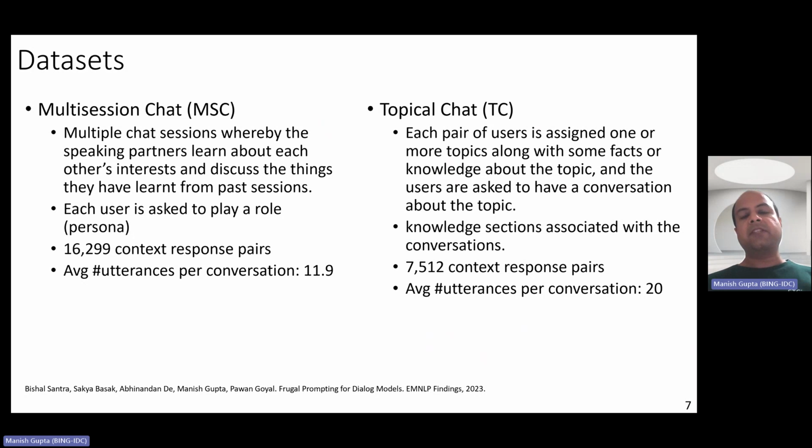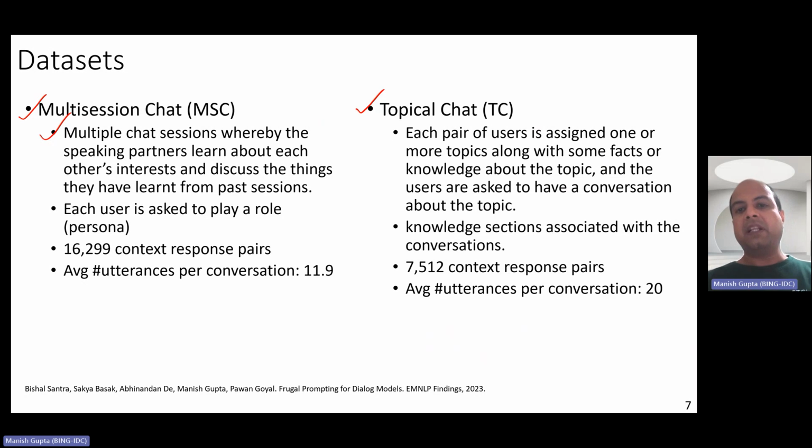In this work, we experimented with 2 different data sets, the multi-session chat and topical chat data sets. Both of those are, of course, dialogue modeling data sets. In multi-session chat, you have multiple chat sessions whereby the speaking partners, person 1 and person 2, learn about each other's interests and discuss the things they have learned from past sessions. So think of somebody you meet randomly on a bus or a train, and then you start a conversation. You try to understand what their interests are, and then you start discussing with them, right?